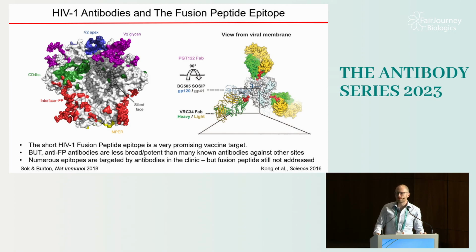But the major issue with the fusion peptide is that the antibodies against that site are less potent and less broad in general than those against the other sites. Of all of those really exciting antibody specificities that have gone into clinical trials and are starting to show some promise in the field, none of them have been targeting the fusion peptide. And we wanted to know why, and what we could do about that.